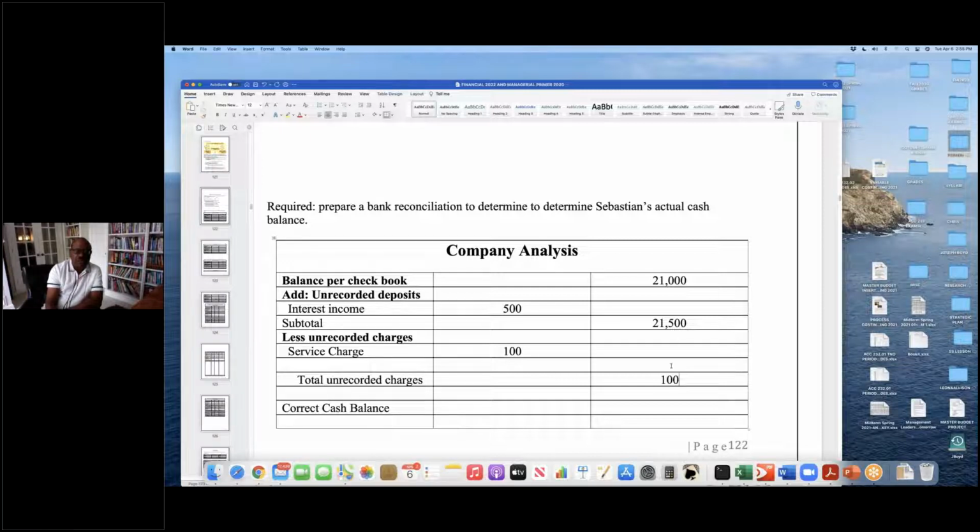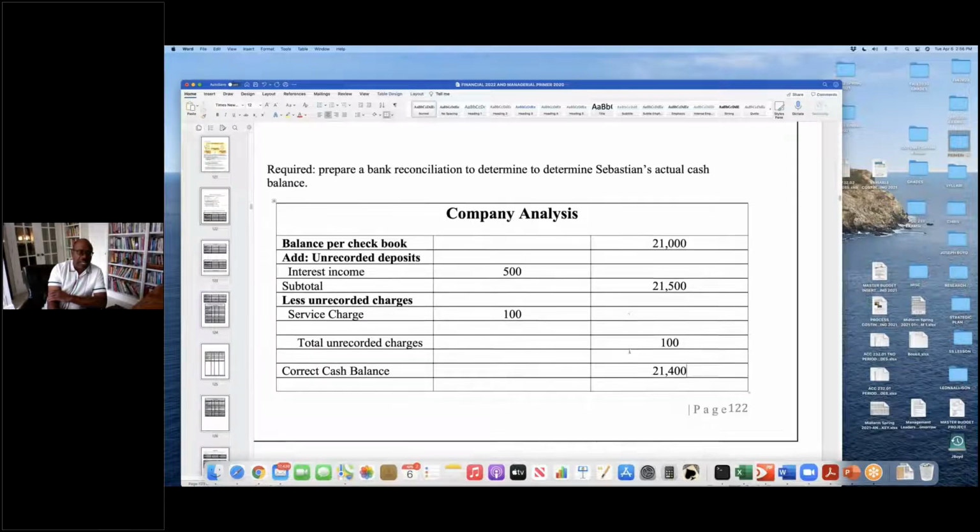So are we adding that 500 or subtracting that 500 for the interest income? If this was your bank account, what would you do if the bank gave you 500 interest? I'll keep it. So would you add it or subtract it? Add it. Okay. So the service charge we subtract, and so someone said the correct balance is 21,400. Okay. So when we do this company analysis, we look at things the bank had that we didn't have.